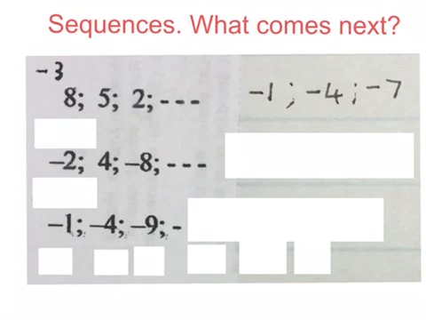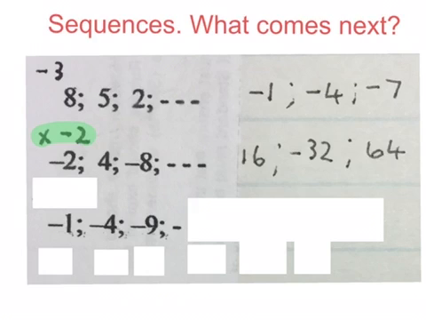The next one, we have minus 2, 4, minus 8, so the numbers are changing and the signs are changing. In this case, we are going to multiply by minus 2. Minus 2 times minus 2 is plus 4. Plus 4 times minus 2 is minus 8. Minus 8 times minus 2 gives me a plus 16. Then plus 16 times minus 2 is minus 32. Minus 32 times minus 2 is plus 64.